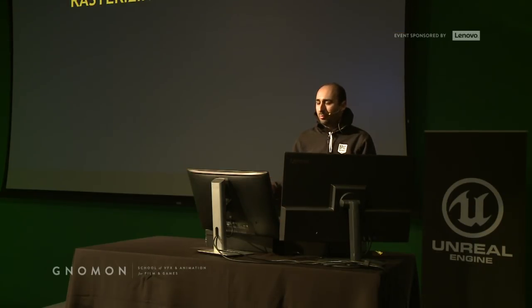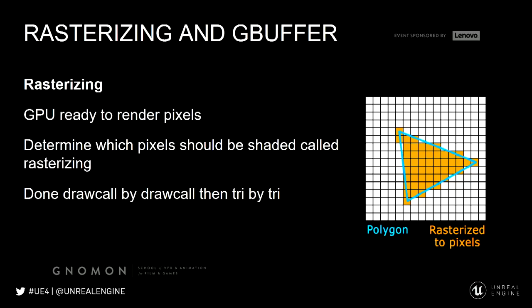Okay, so we're done now with the geometry processing. We can move now to rasterizing and G-buffers. Draw calls are done, vertices are done, the GPU now is ready to render some pixels. The way it does it, it takes the triangles that are already projected, because we saw earlier how the vertex shader projects our vertices from the local space to the screen space, and starts calculating the colors for each pixel that belongs to this triangle.